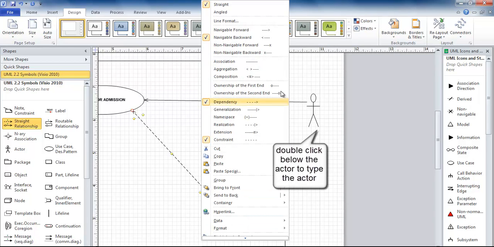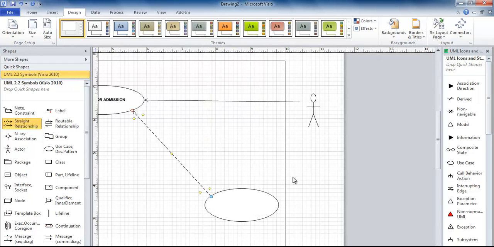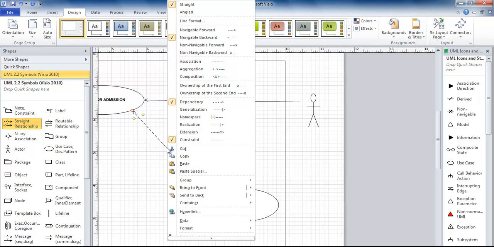And if you want, there is extension, constraint, realization, namespace, dependency, all these things are there. You can use them. You'll come to know how to use them when you use them in detail. Now basically we are working with only these things, so we will be requiring only these. So let's start finding out how the use cases are made.